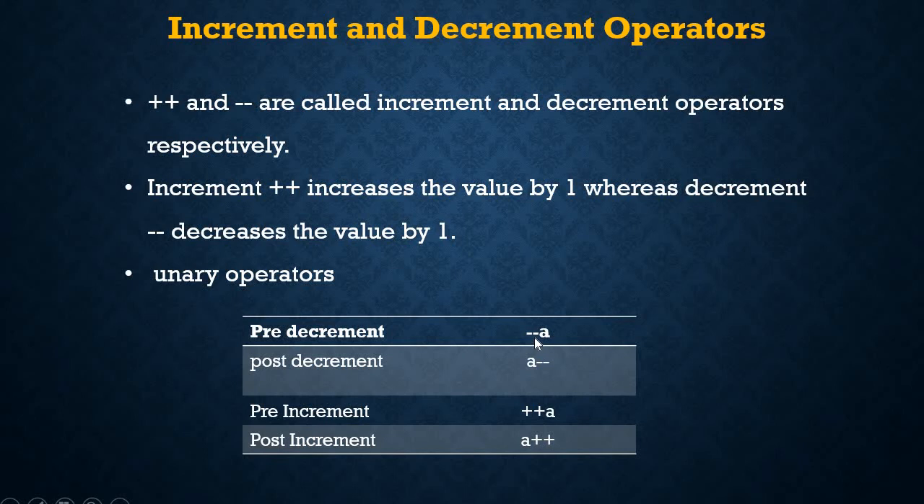Minus minus A means first the operator comes, so it will decrement the value of A first and then assign the value to A. Whereas in the second, the post-decrement operator, the value will be assigned to A first and then the value will get decremented. Similarly, in the case of pre-increment and post-increment, here the plus plus comes first, so the value will first be incremented and then assigned to A. Whereas in post-increment, first the value will get assigned to A and then get incremented.